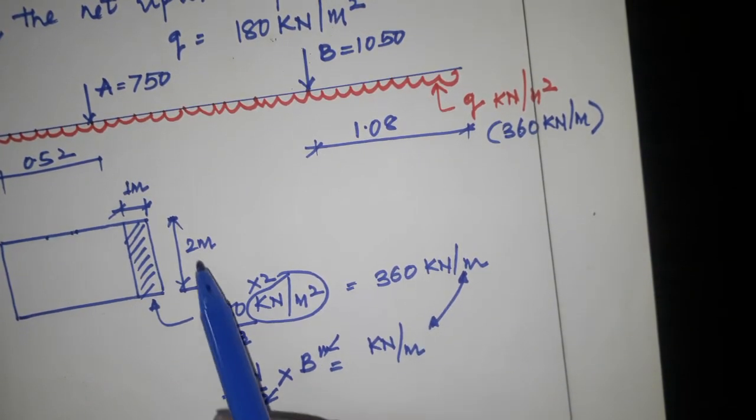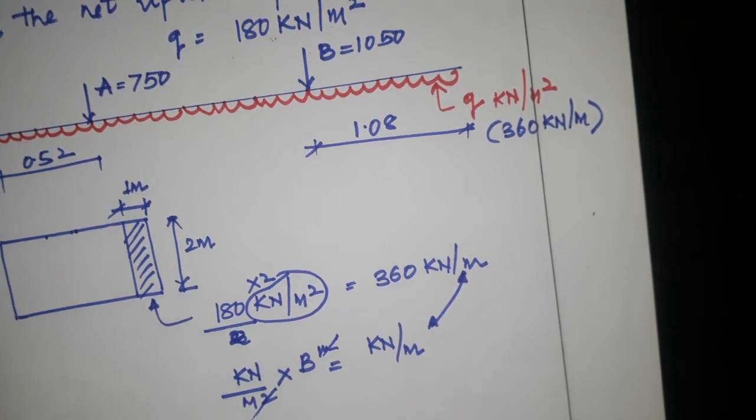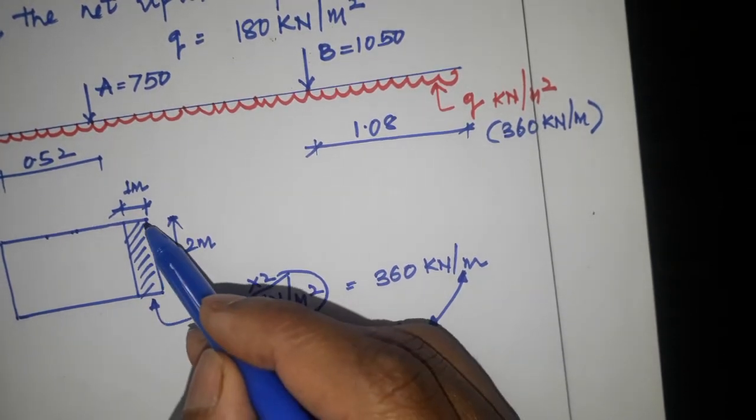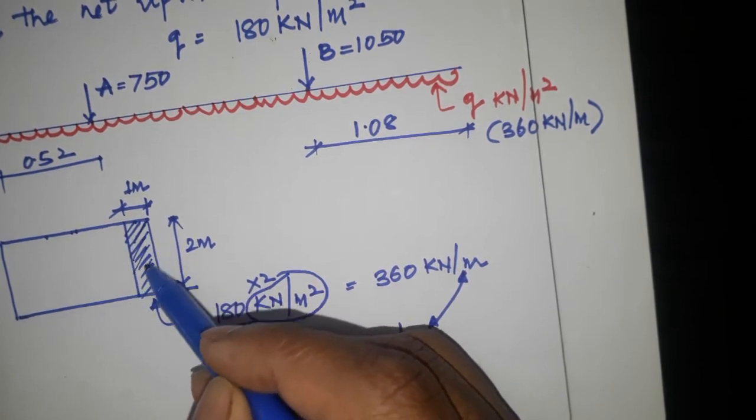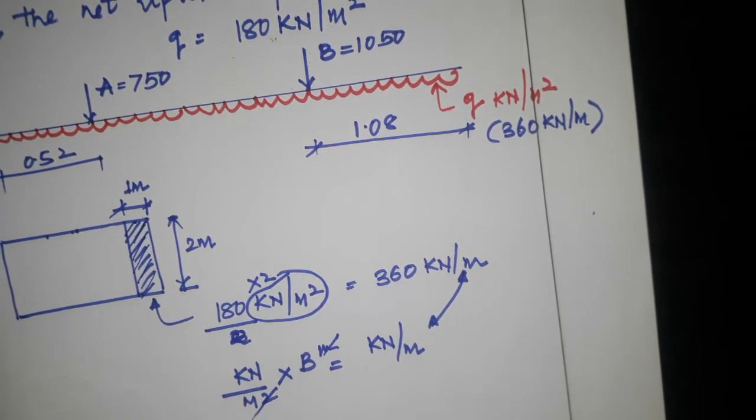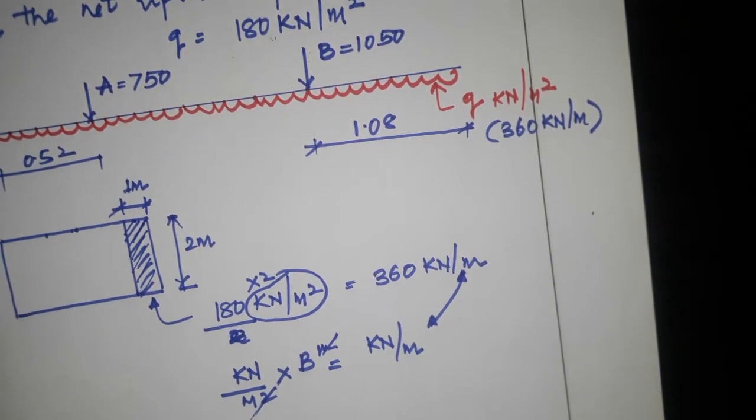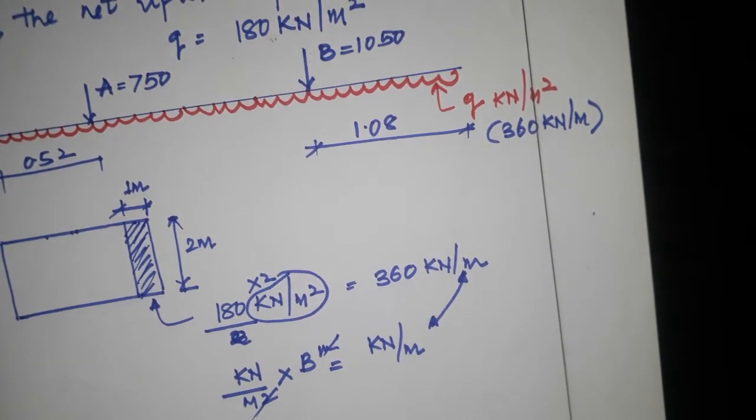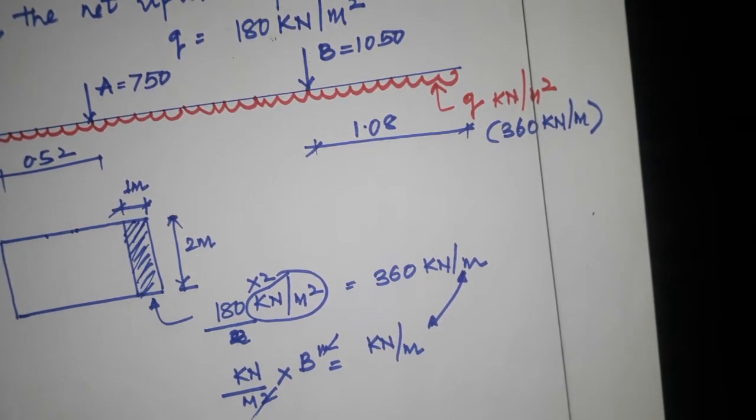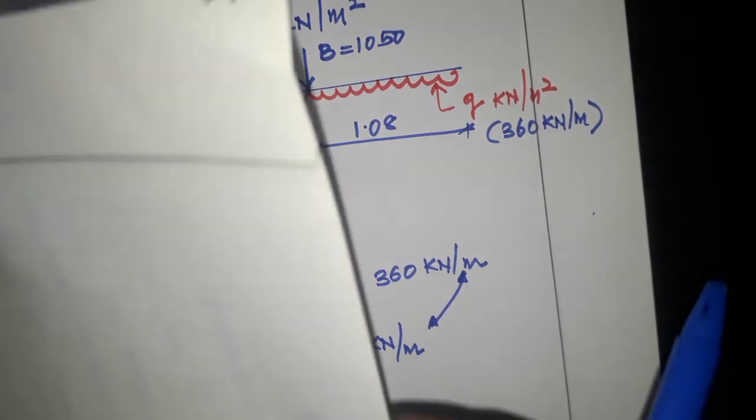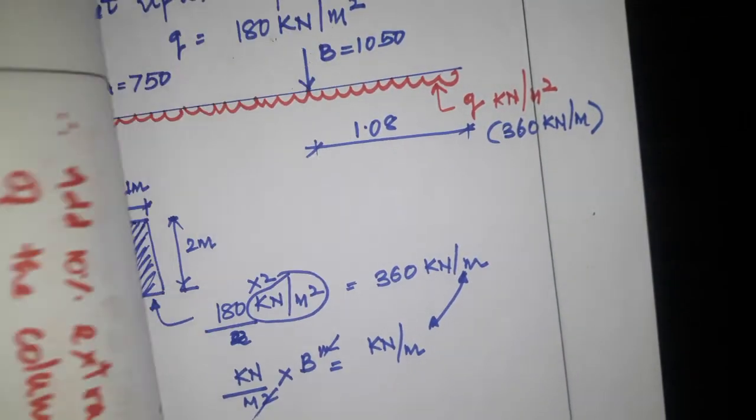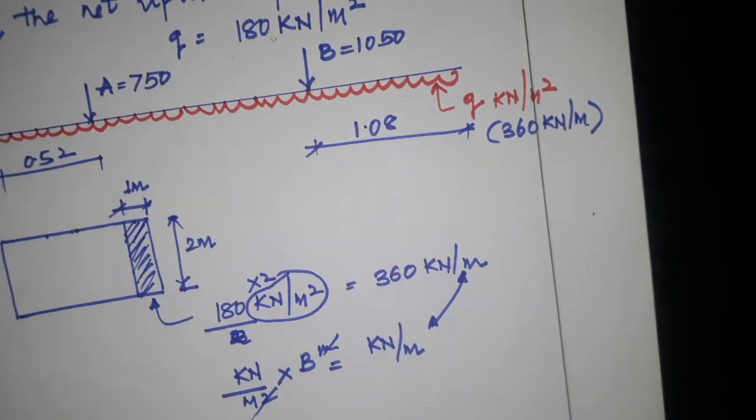So what you have to do here is multiply the width of the footing. For throughout the width, the load acting below the footing is 360 kilonewton per meter. What does it mean? I'll just show you. This is the width of the footing, your footing will bend like this. Are you getting my point?